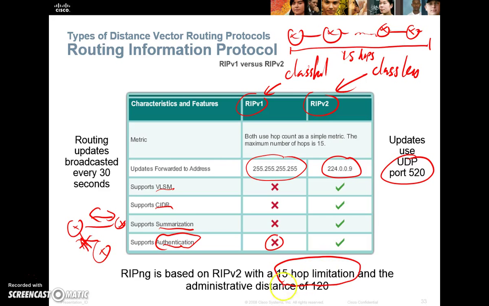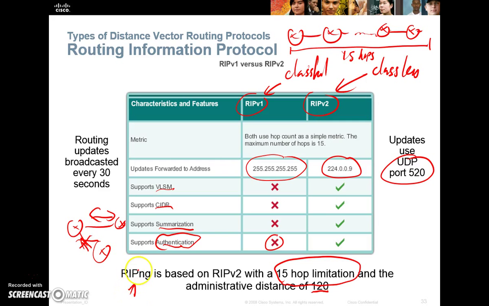The administrative distance is 120. Again, if you remember administrative distance from the previous chapters, it means how trustworthy this routing protocol is, how much the router trusts this routing protocol. RIP is one of the highest, at 120. OSPF is 110, EIGRP 90, a static route is 1 and a directly connected network is 0.